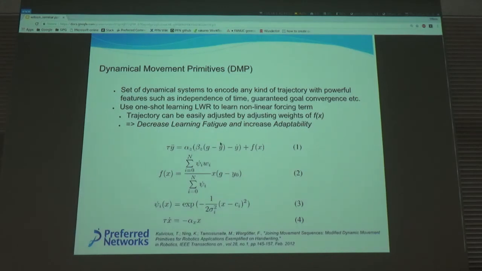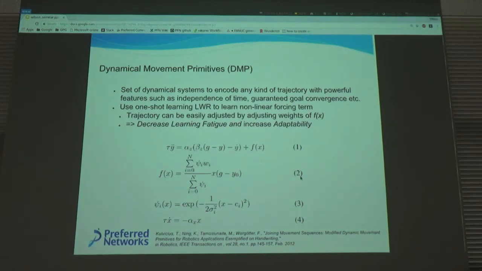So it simply brings the system from start to end. But for a robot, it's not only important to end up at the goal position, you might want to be able to track a very specific trajectory. So in this case, we have a nonlinear forcing term F, which is used to shape the trajectory to have any kind of shape you want. And this f of x is actually a function of weighted Gaussian functions, as depicted here by equation 2.